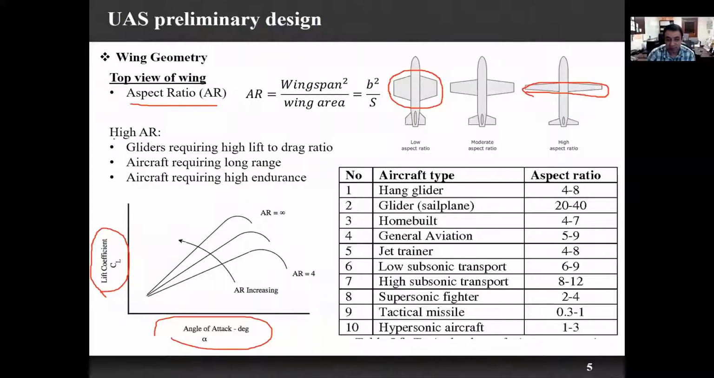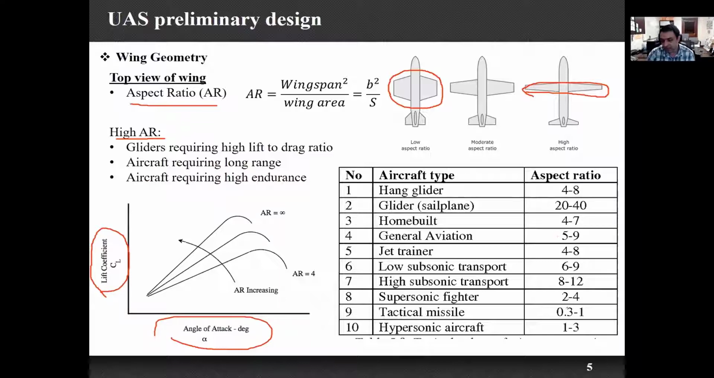Going back, this was the main reason why some airplanes have a higher value of aspect ratio: to have a high lift to drag ratio, a long range, or higher endurance. This is because the lift coefficient is increasing, and our airplane can carry more weight and fly more easily than wings with a lower aspect ratio.